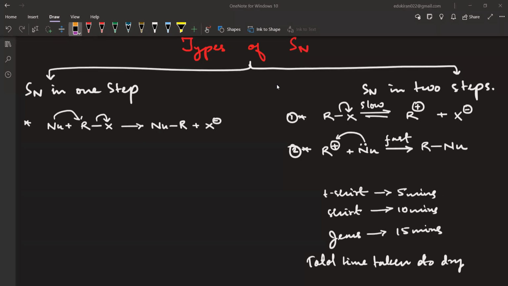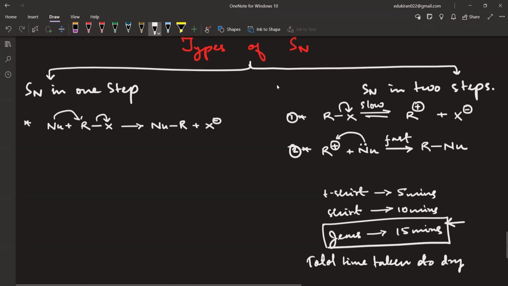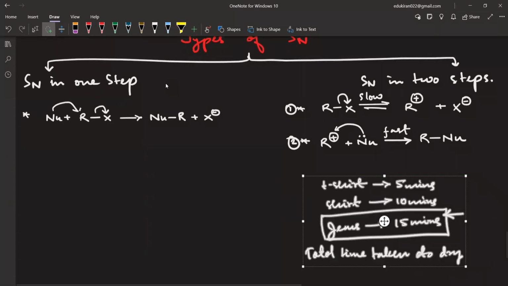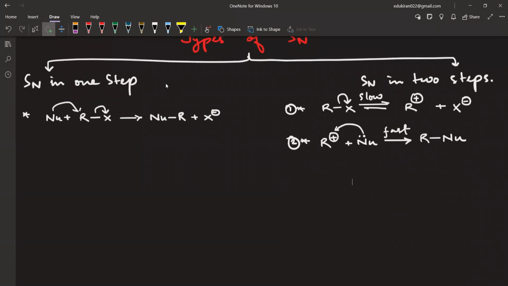So all of you understood that the step which is slowest is determining the rate. Yes or no? How fast all of the steps are happening, that is determined by which one? The slowest step. And in this case, the first step is the slowest step. That is why that will be your rate determining step, RDS. We say the rate determining step is the first step.